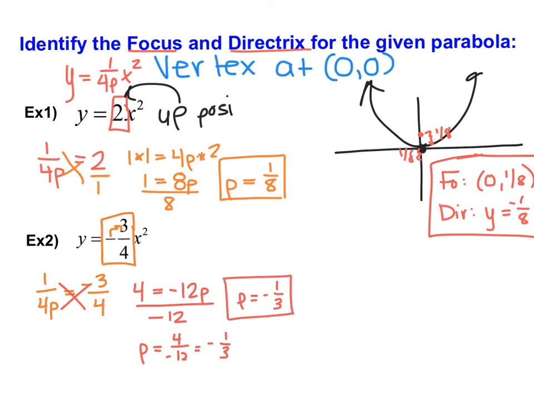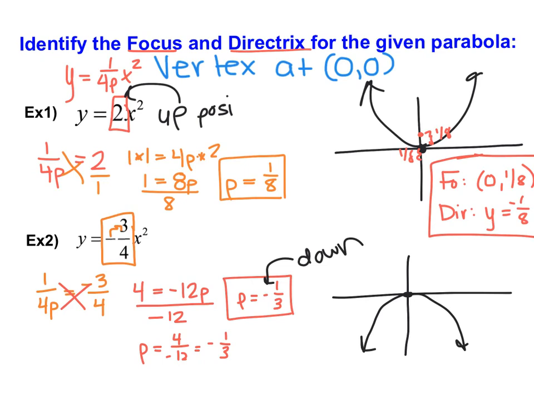That's telling me a couple of things. First, it's telling me that the distance between my vertex and the focus and the directrix is going to be 1/3. It's also telling me that my graph opens downwards because of that negative out in front. So the negative tells us that we're opening down.